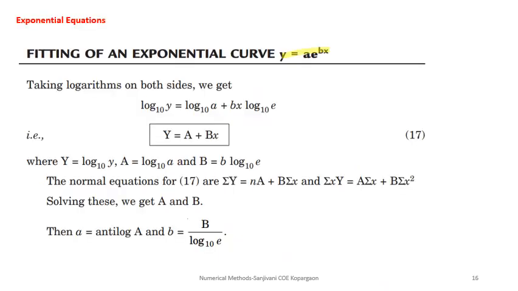Then y is equal to a e raised to bx. So here also log y is equal to log a plus b x log e. So small b is capital B, where capital B is equal to b into log10 e. Then A is equal to log10 a and Y is equal to log10 y. So these are the two equations you can write out of it, and you need to find small a equal to antilog of A and b is equal to B upon log10 e.